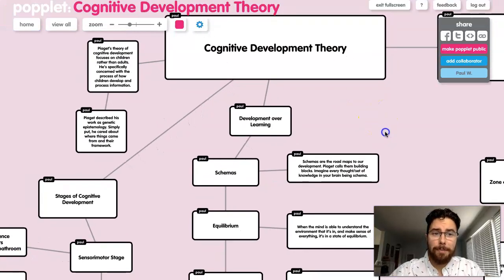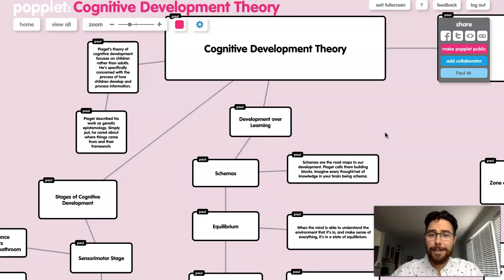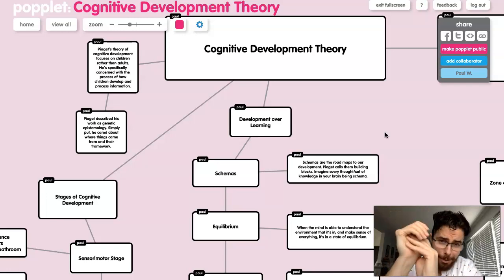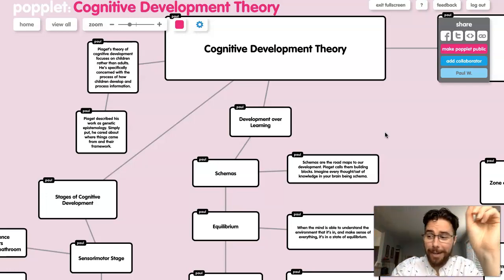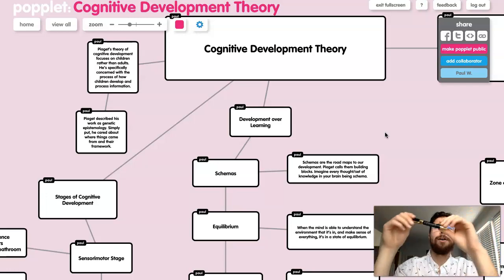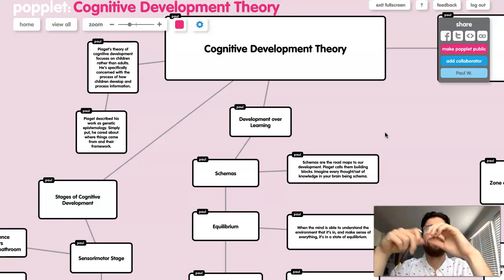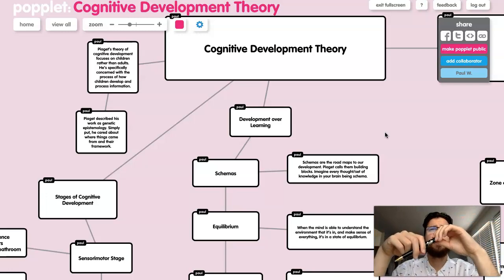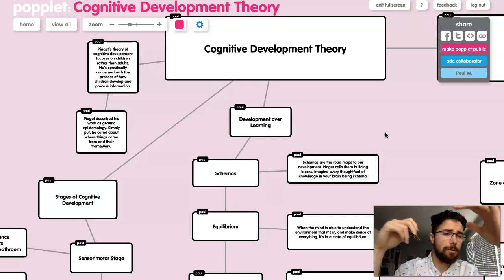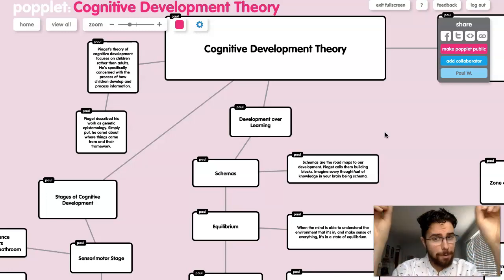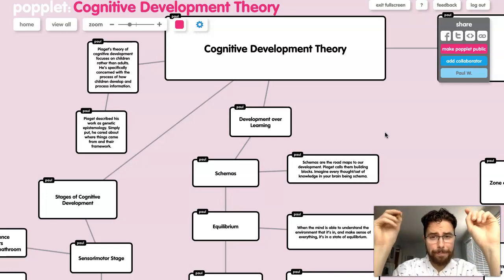So, we're talking about Piaget's theory of cognitive development. And what this theory is all about is development over learning. Later on, I'm going to give you guys an example of a student in a math class. And we're going to be talking about answers on a test, the process of how we got those answers. So, look forward to that. It's going to be a lot of fun.